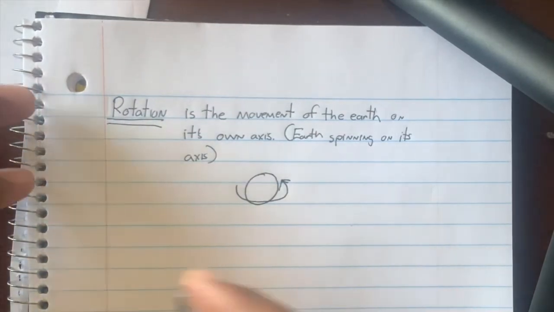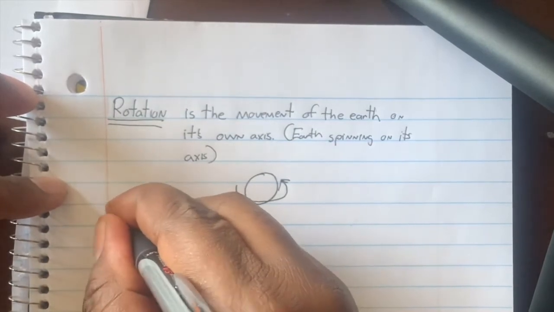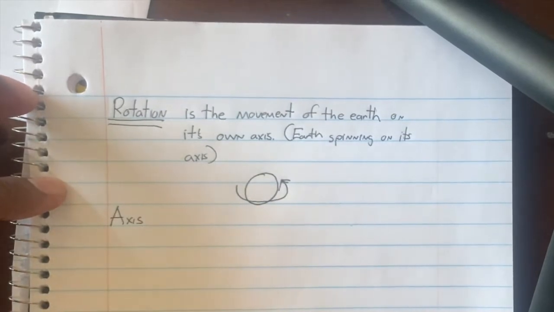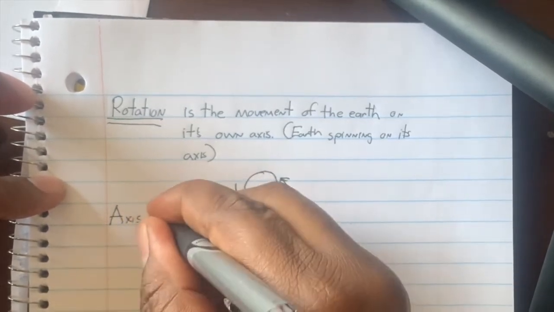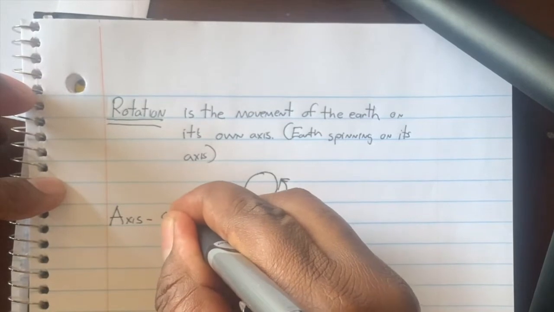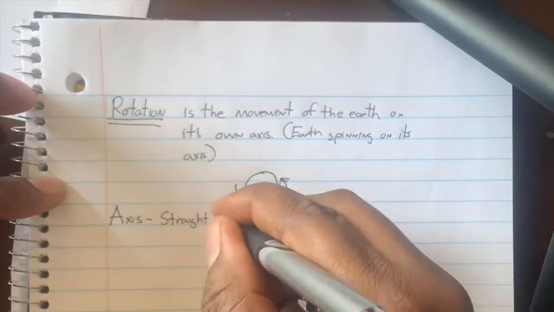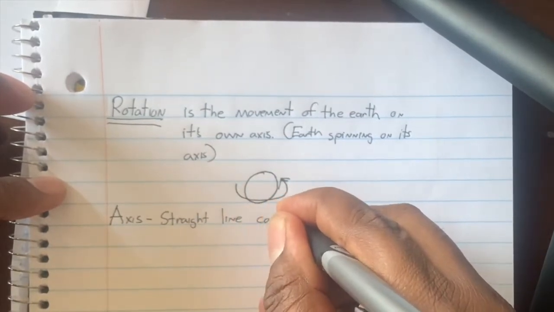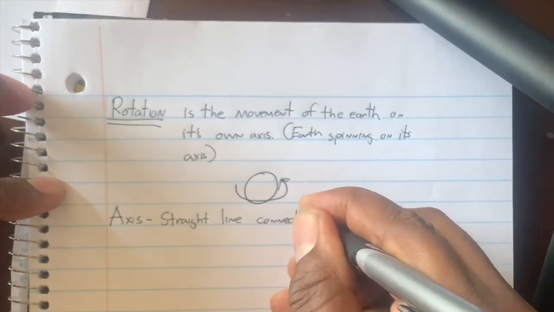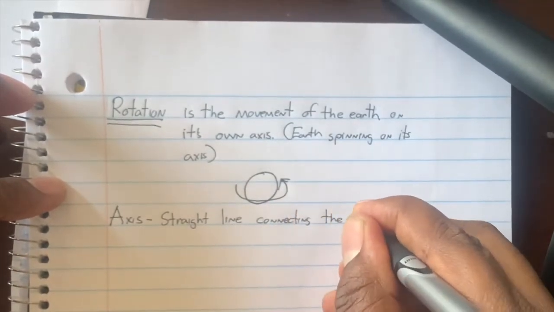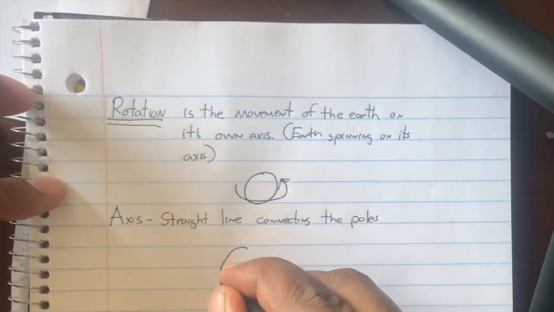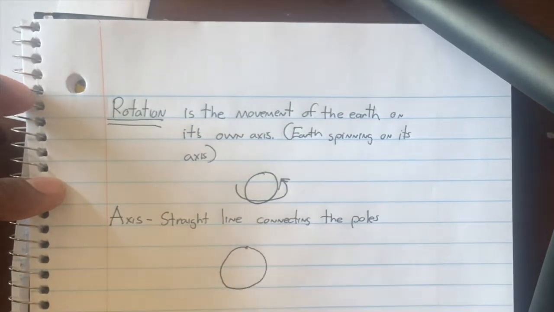Now, axis, A-X-I-S, is just this straight line that is connecting the poles. So we have axis is a straight line connecting the poles. And of course, with Earth and all planets, we got a North Pole, we got a South Pole.